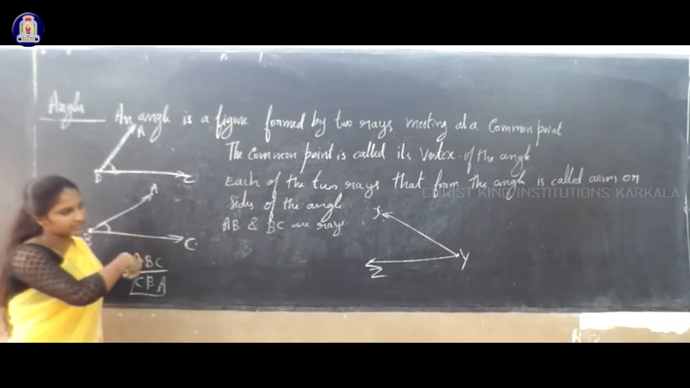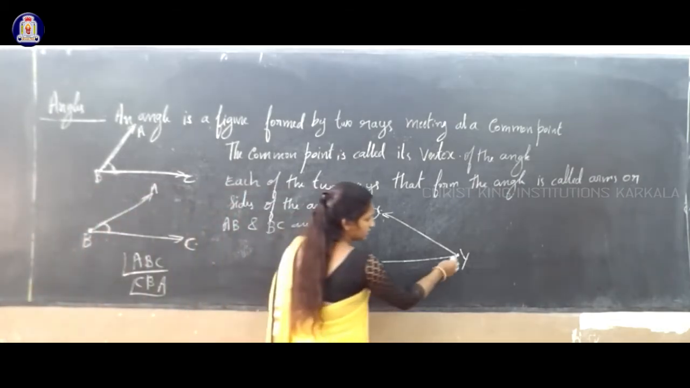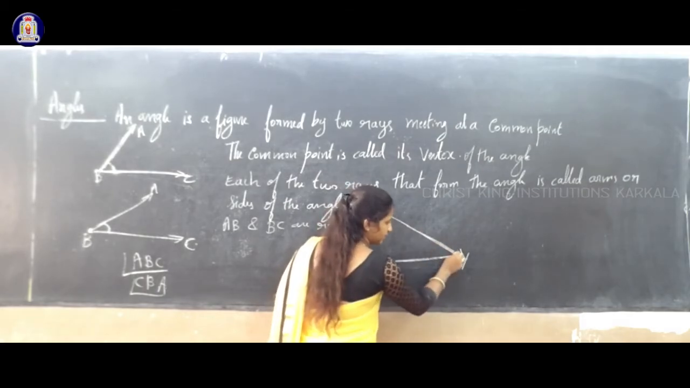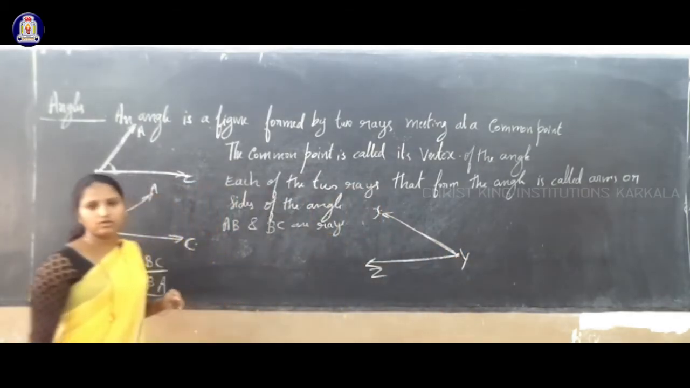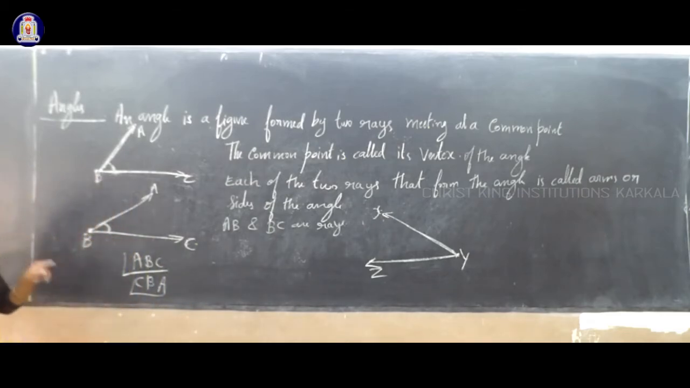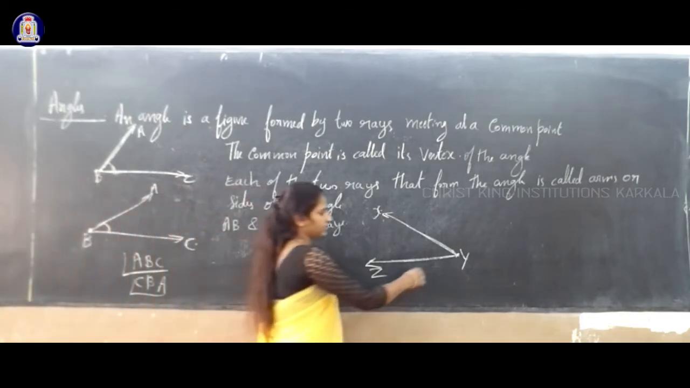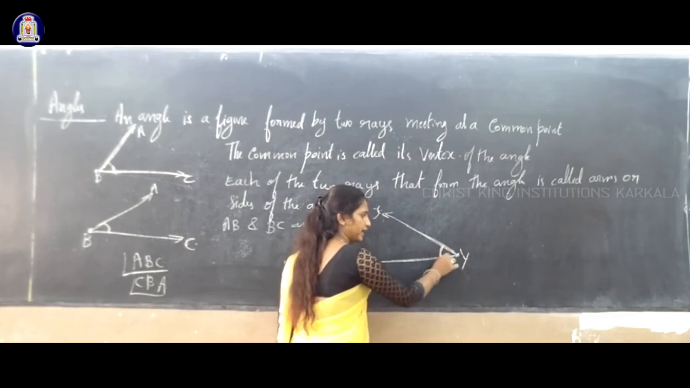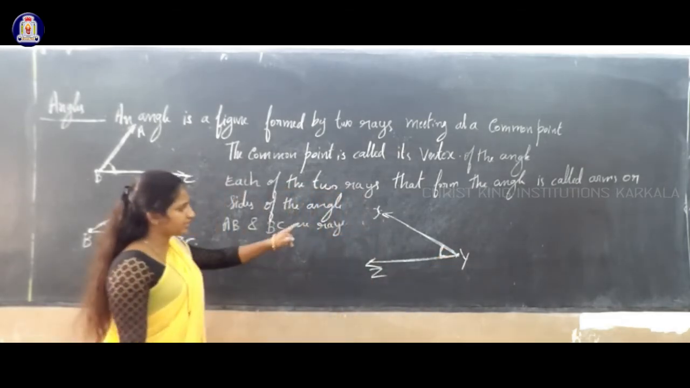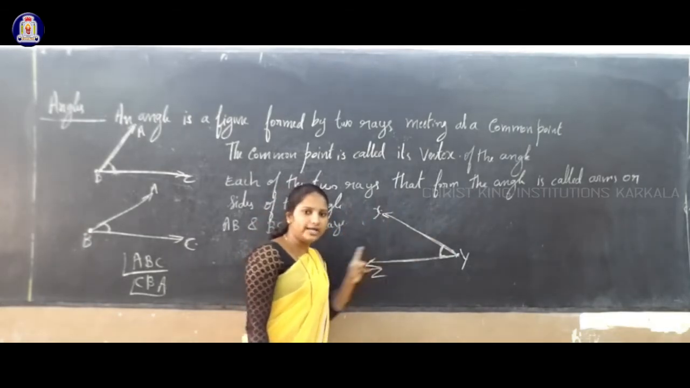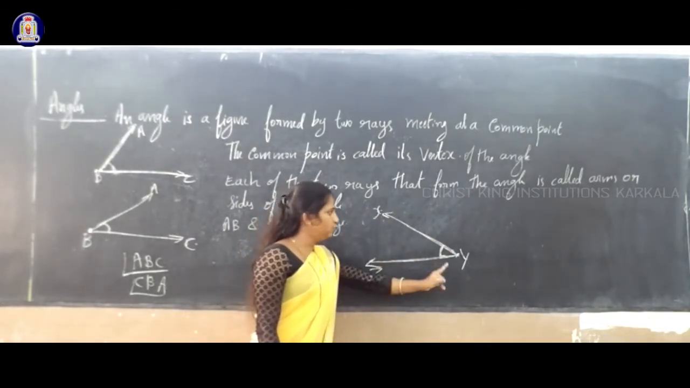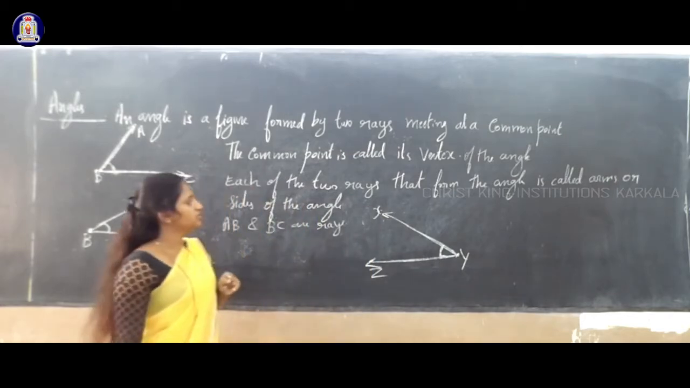So two rays will meet at one point. See, these two rays are meeting at one point. That is the common point for both the rays, right? So two rays meeting at one common point make one figure, right? So this figure is what? Angle. Angle Y. So how can we read this? This is X, Y, Z. Angle XYZ. Or you can say ZYX. Okay? So this is about angles.